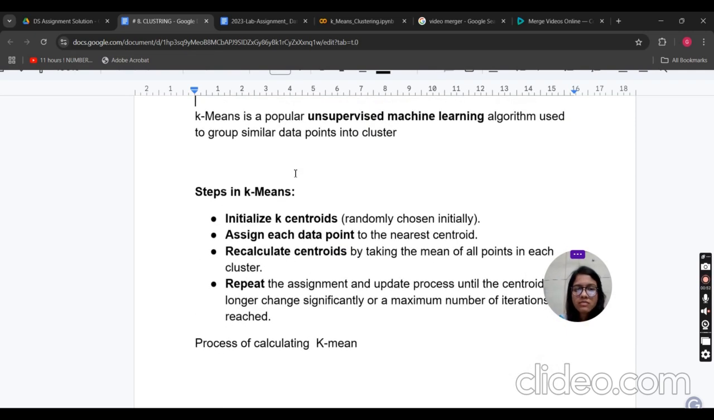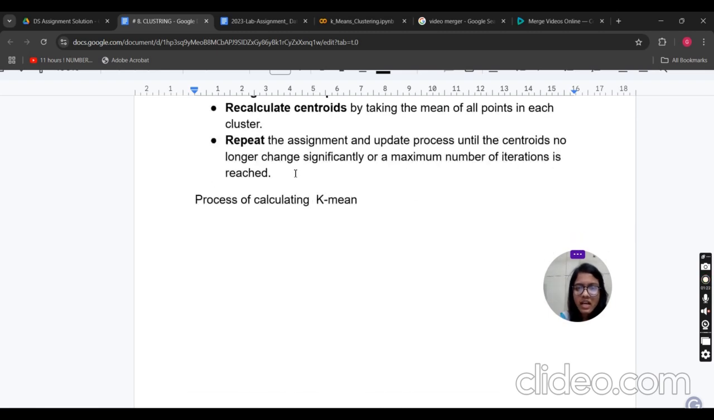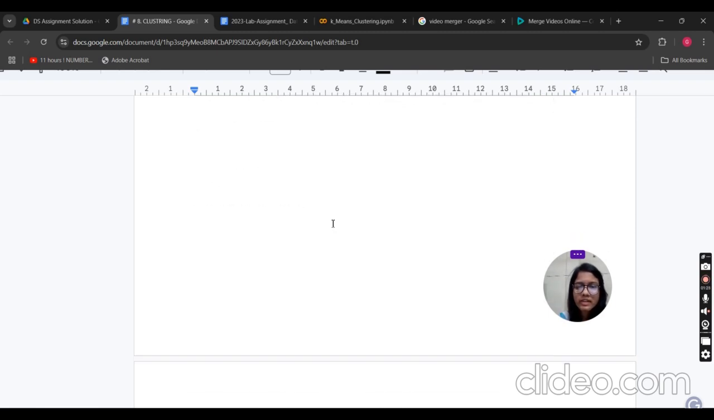Here is k-means clustering. K-means clustering is a type of clustering. K-means is basically an algorithm used for clustering. K-means is a popular unsupervised machine learning algorithm used to group similar data points into clusters. So the steps in k-means clustering are: initialize k centroids randomly, assign each data point to the nearest centroid, recalculate the centroids, and repeat the assignment and update process.